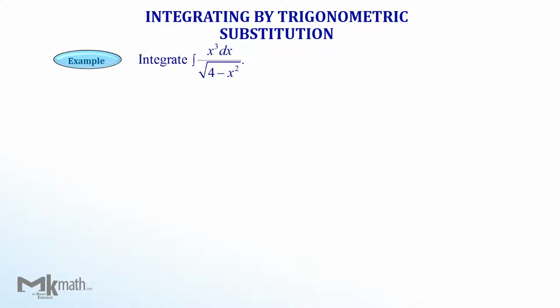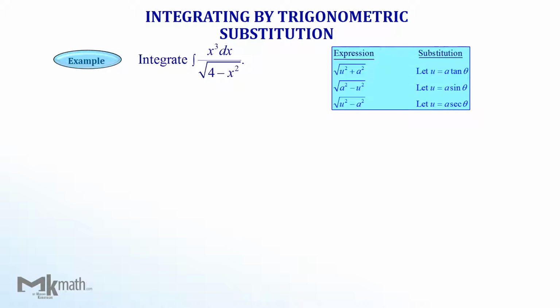Let's take a look at the example. Evaluate the integral of x cubed dx over square root of 4 minus x squared. First of all, match the expression in the question with the table.